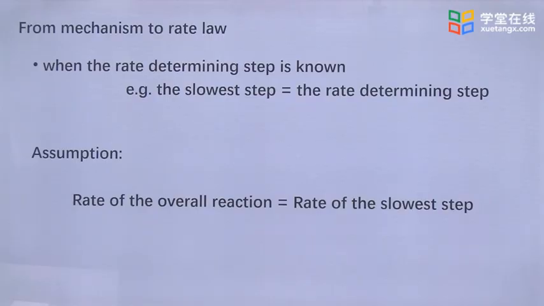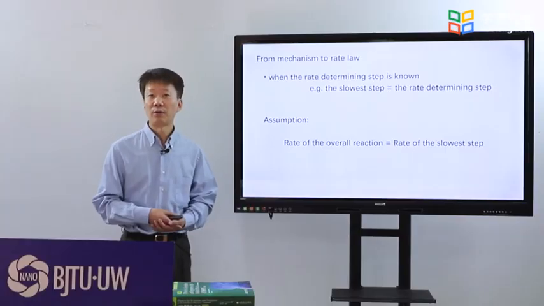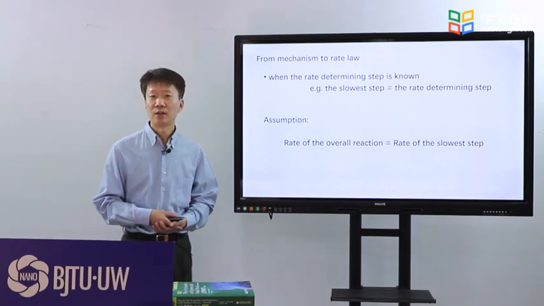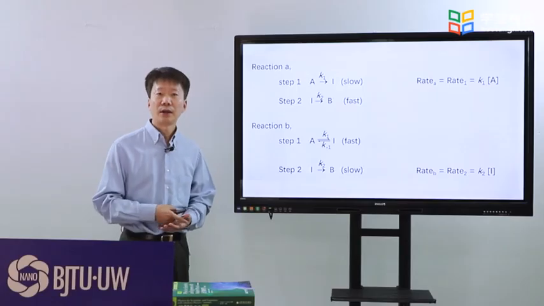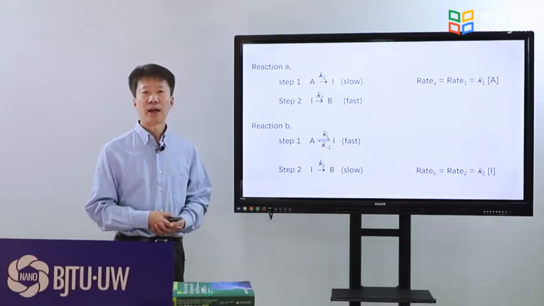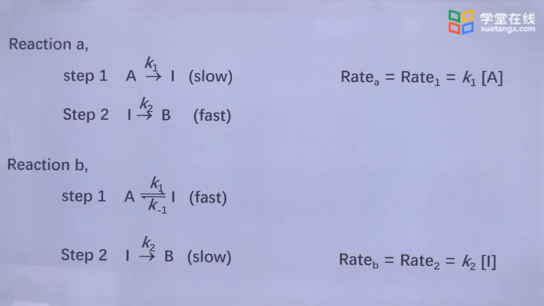The rate determining step is the slowest step, and we assume the rate of the overall reaction is approximately equal to the rate of the slow step. Then we try to derive the rate law for the overall reaction. Here are the examples for reaction A. There are two steps.